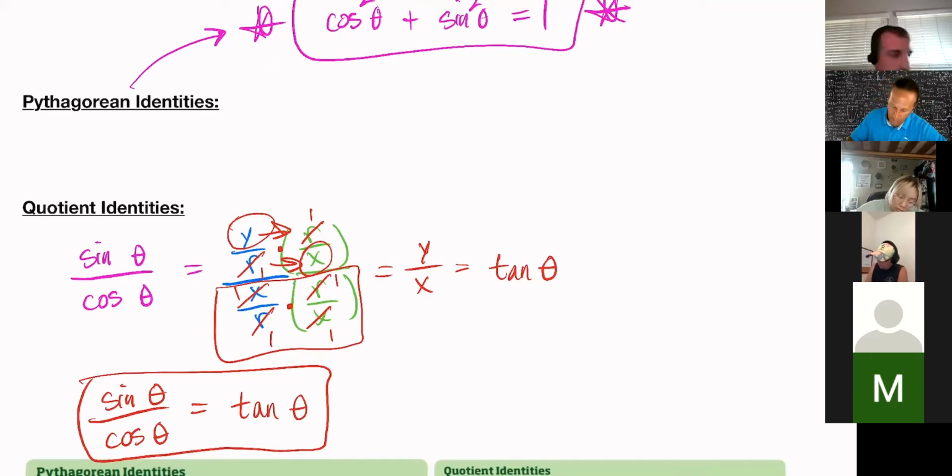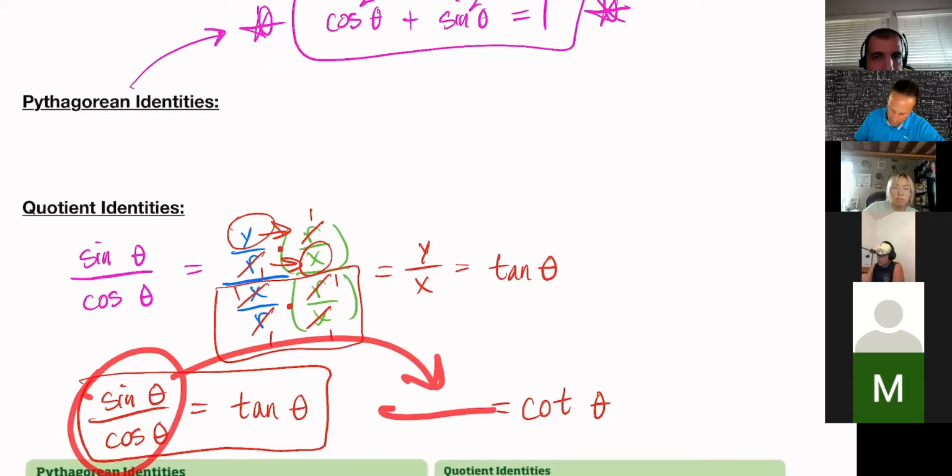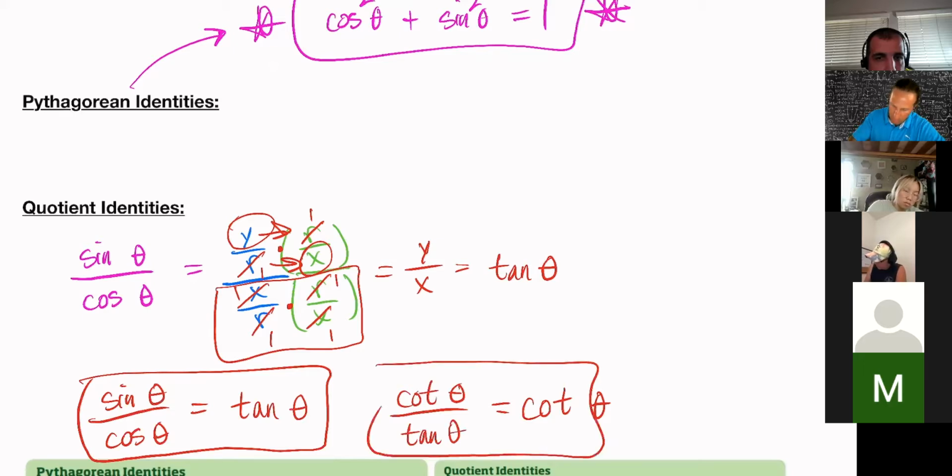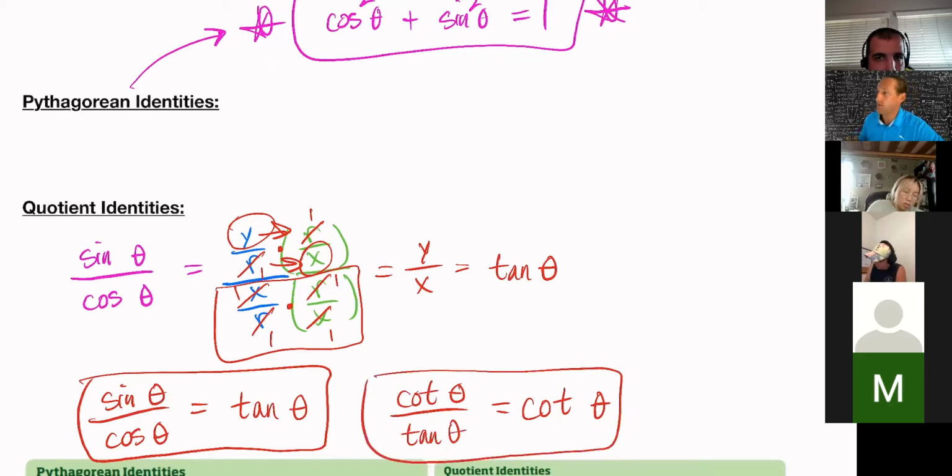And because we know a relationship with tangent theta and cotangent theta, what would cotangent be equivalent to? Cosine over sine. Very good. Since these are reciprocals, then this has to be the reciprocal. So it would be cotangent over tangent. Oops, I missed. Very good.